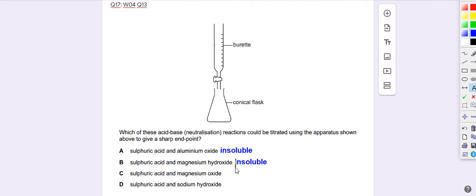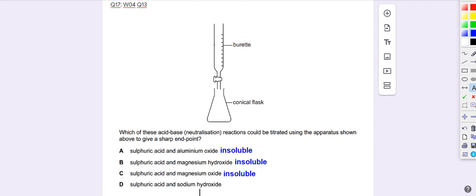So the change in pH will be gradual, very, very slow. So you won't get a sharp endpoint. Same goes for magnesium oxide. Magnesium oxide dissolves in water to give you magnesium hydroxide. Magnesium oxide itself is already something that has very low solubility. Then it forms magnesium hydroxide, also low solubility. Again, close to insoluble, yeah? So it will not give us a sharp endpoint by using titration.